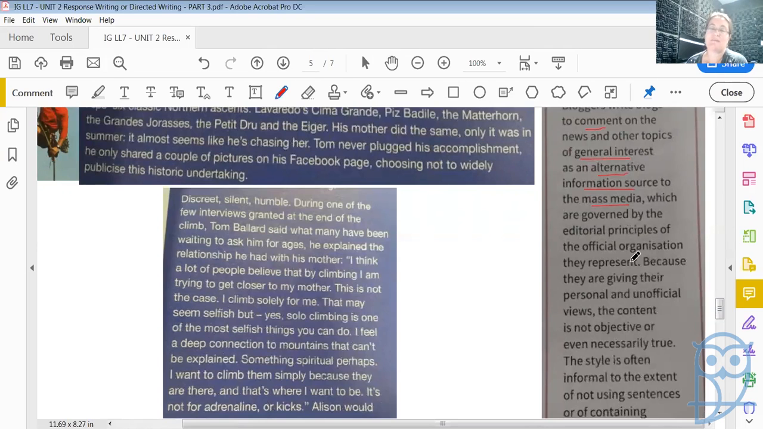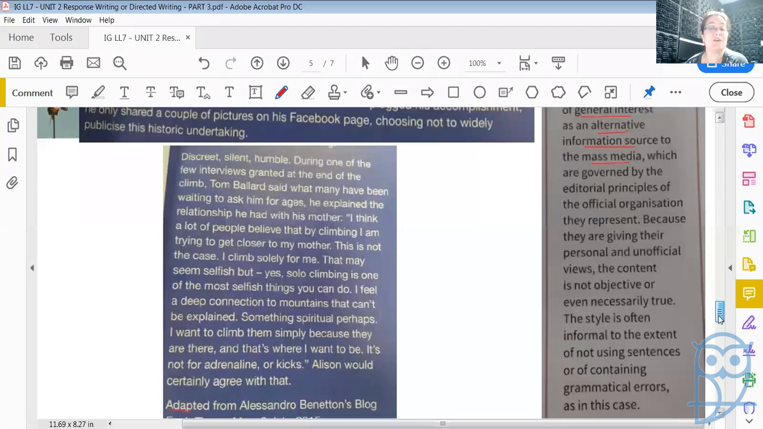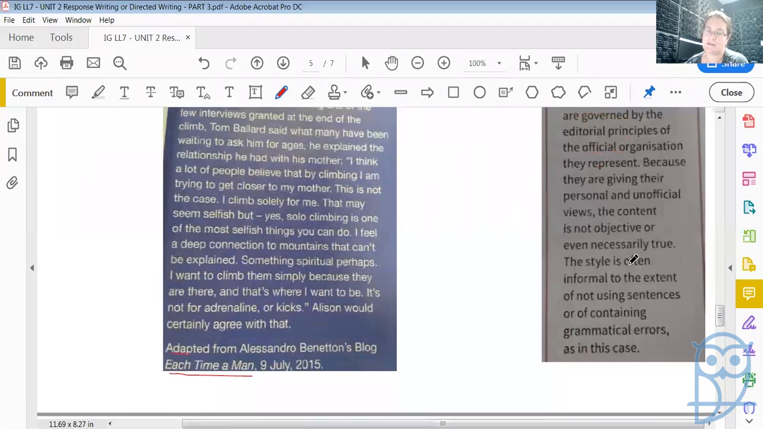And so that can be quite restrictive in a way. I'm just giving you a little hint about the answers that you might type as to why there should be alternative information sources for mass media. Anyway, continuing on this explanation. Because they are giving their personal and unofficial views in blogs, the content is not objective or even necessarily true. Style is often informal to the extent of not using sentences or of containing grammatical errors, as in this case.